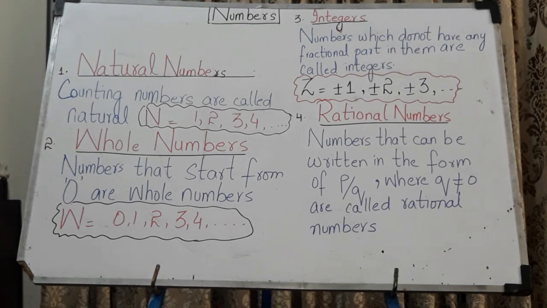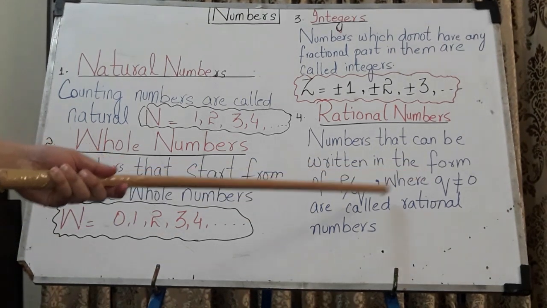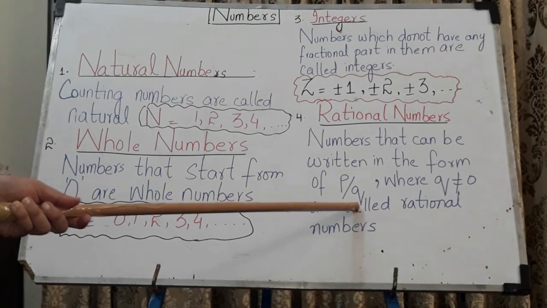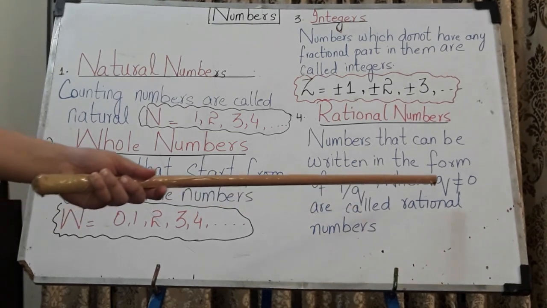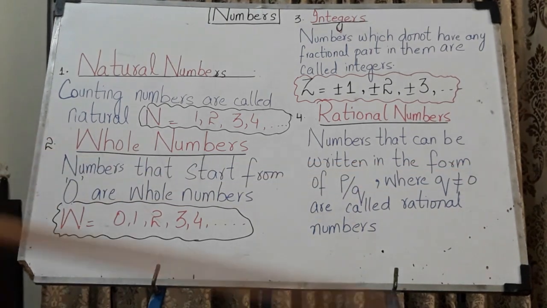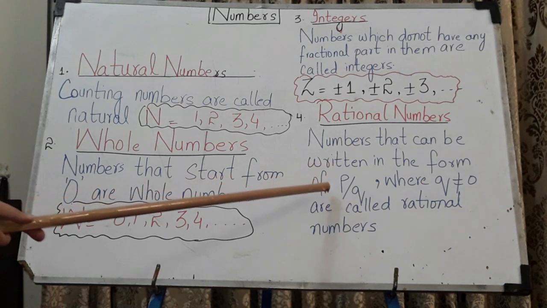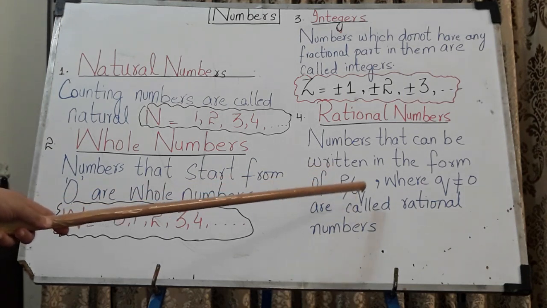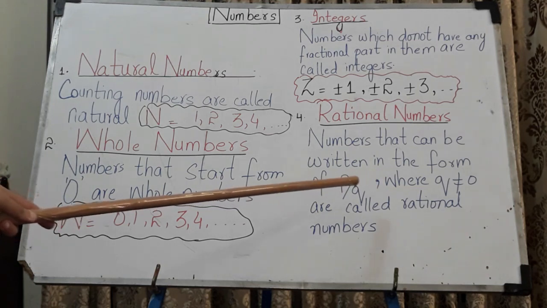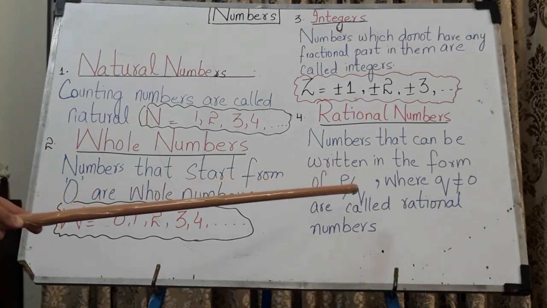Rational numbers. Numbers that can be written in the form of p by q, where q is not equal to 0, are called rational numbers. What is p by q? p is the numerator and q is the denominator. Here I have written a condition: q must not be equal to 0. Why is q not equal to 0? Because in mathematics, when any denominator is equal to 0, the whole fraction tends toward infinity, and we cannot approach infinity in mathematics.